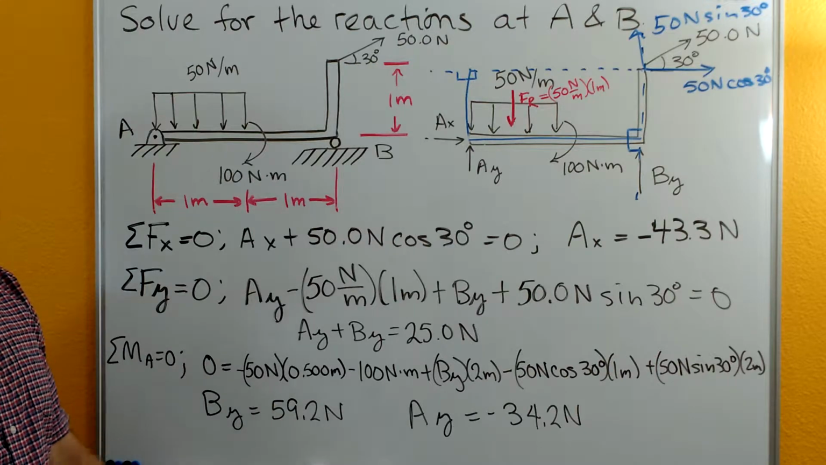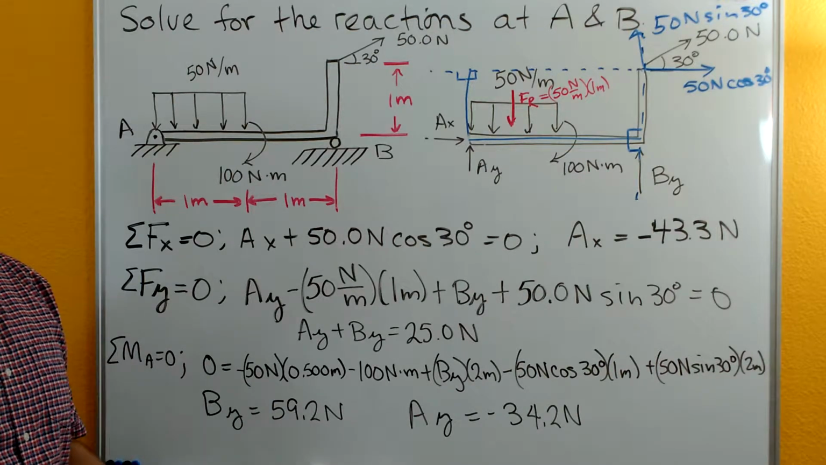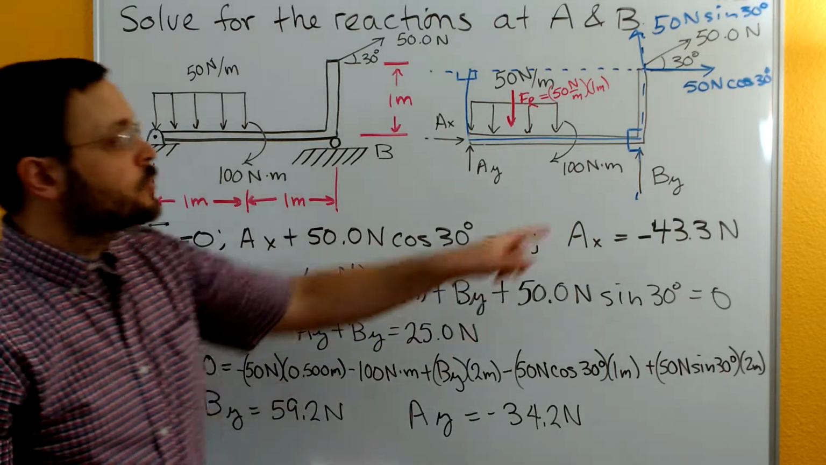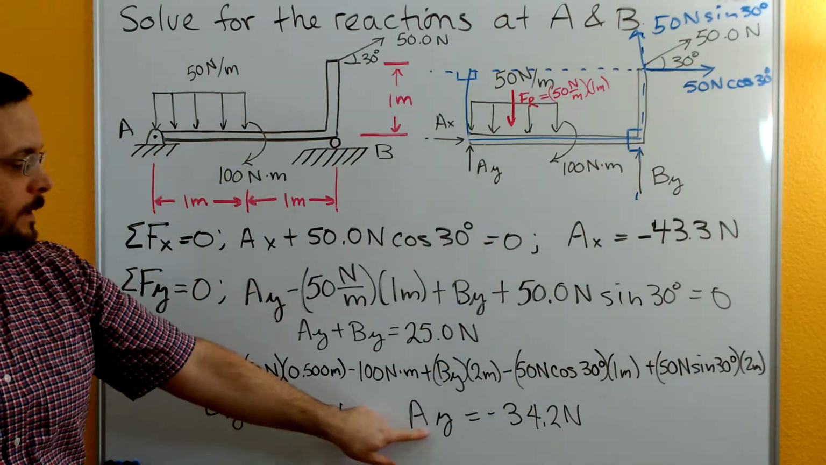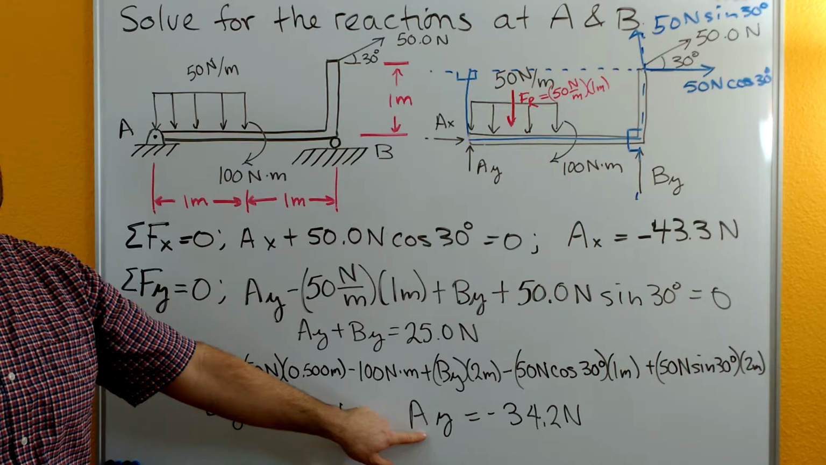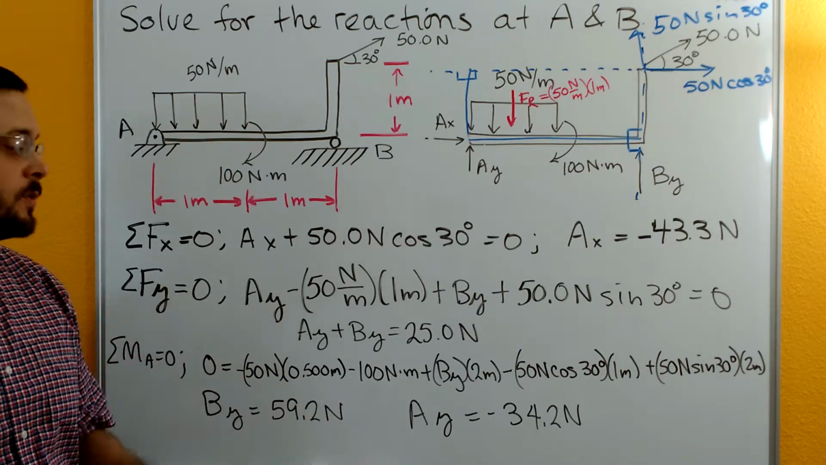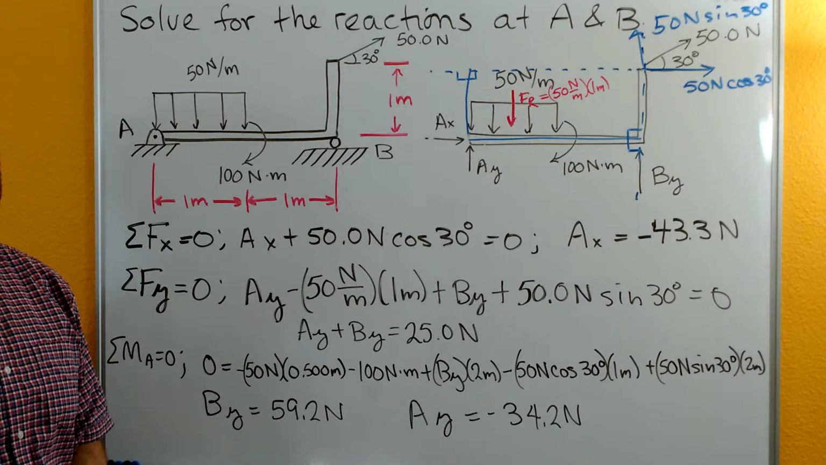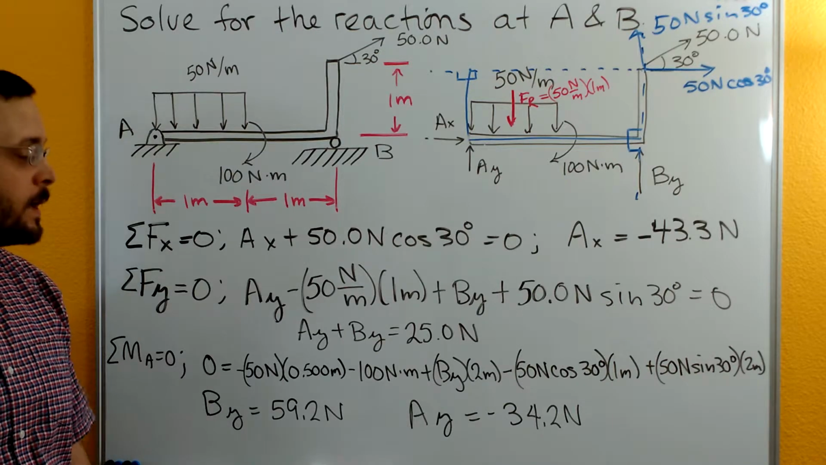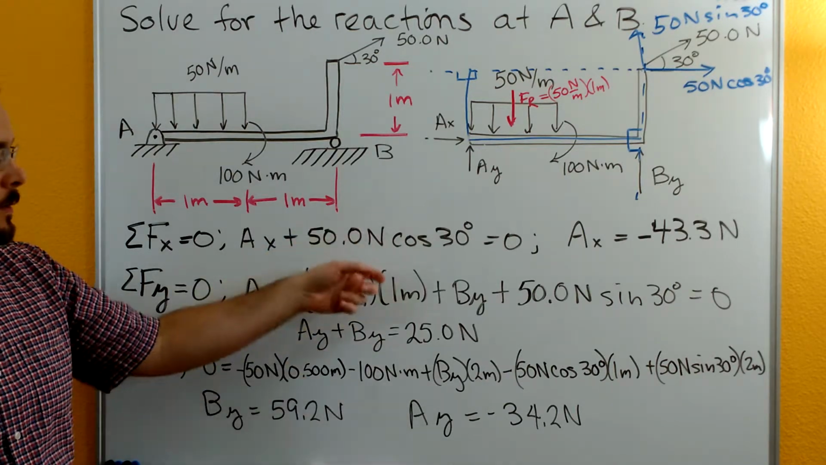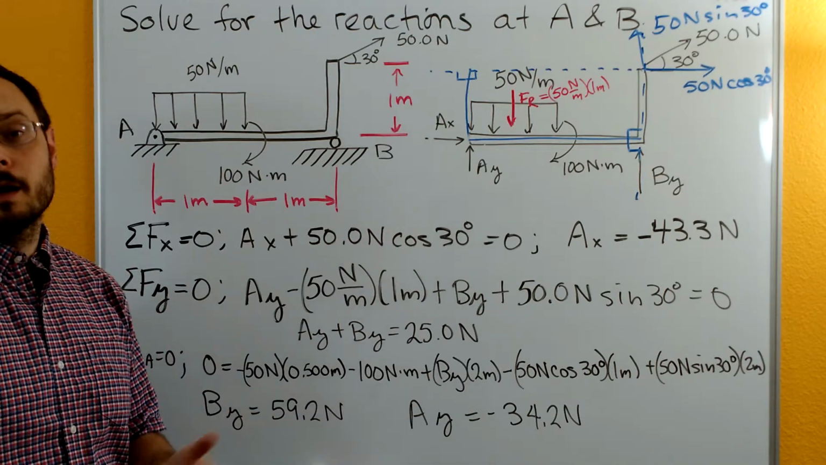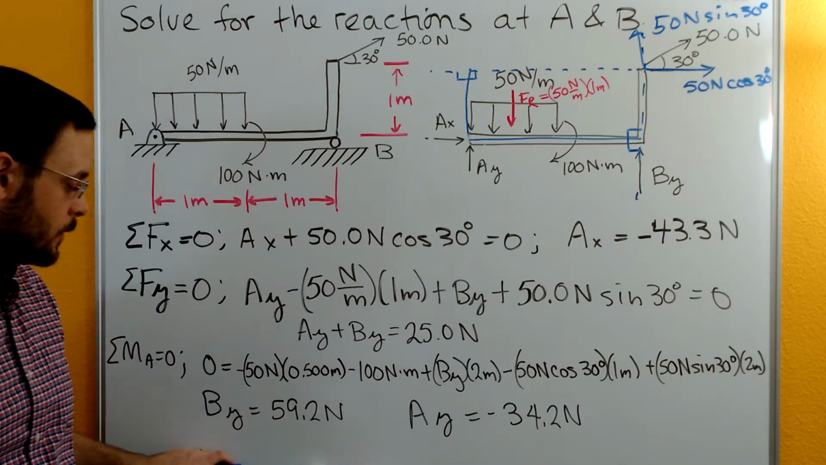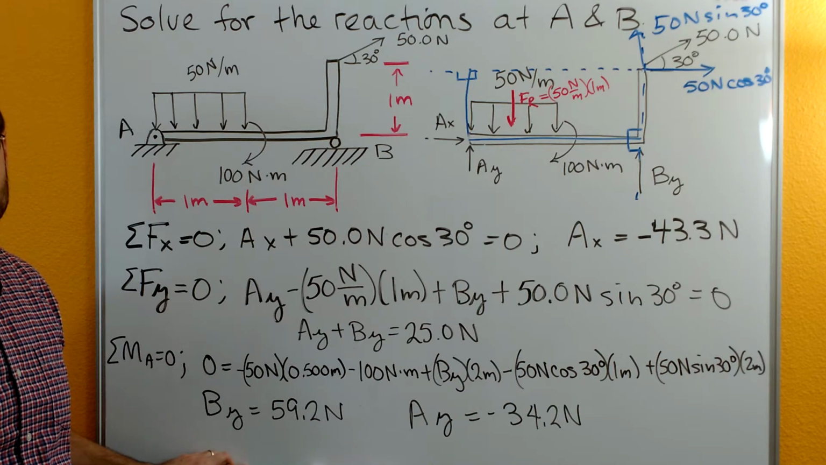Just as a double check, it's not a bad idea if you have a little bit of extra time. Try doing that sum of moments about B and see if you can get that same force for Ay. You should be able to. You don't have to do that. But if you do sum of moments about B, it should be consistent. The result that you get should be consistent with all your other results. That's kind of a nice way to check on the homework or check on an exam question if you have time.